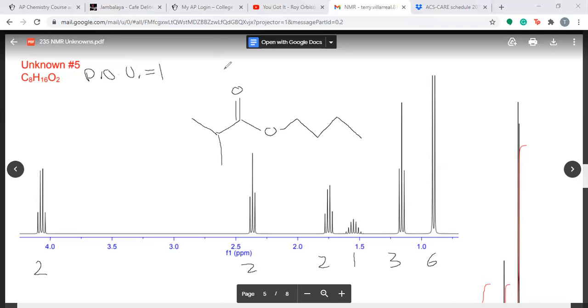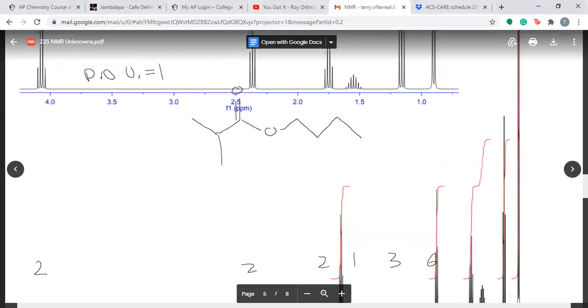There's going to be a double bond, or sorry, an ester group. Maybe an ester, right? Because I have 2 oxygens. So I could have a carboxylic acid peak, right? Or I could have an alcohol. Do I have either of those? Do I have an OH in this problem?